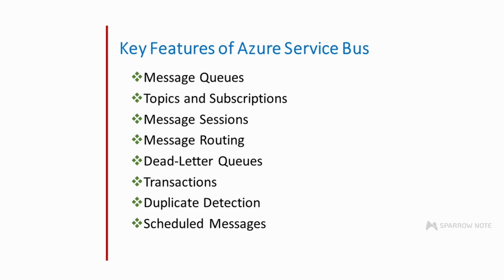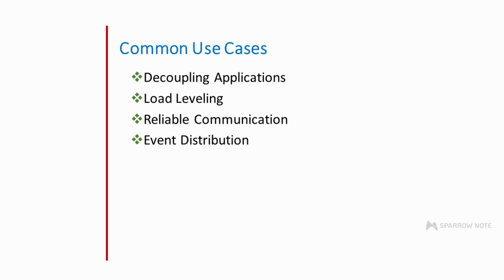Some of the advanced features are transactions, duplicate detection, and scheduled messages. Transaction means ensuring that a series of operations either all succeed or fail together. Duplicate detection prevents the same message from being processed more than once. Scheduled messages allow for messages to be scheduled for future delivery. These are the common use cases of Azure Service Bus.